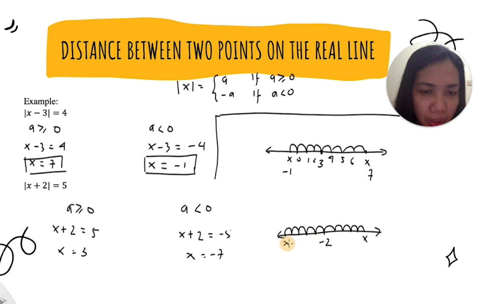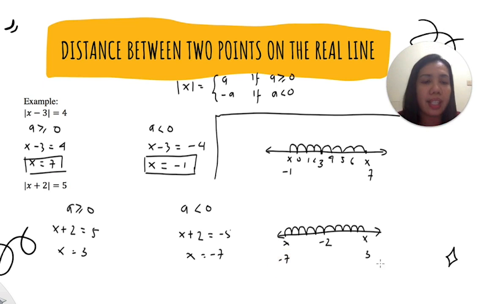Okay, let's figure out what numbers are in here. Minus 2, minus 1, 0, 1, 2, 3. So this is 3. And in here, minus 2, minus 3, minus 4, minus 5, minus 6, and minus 7. The same thing we have here, x equals 3 or x equals minus 7.